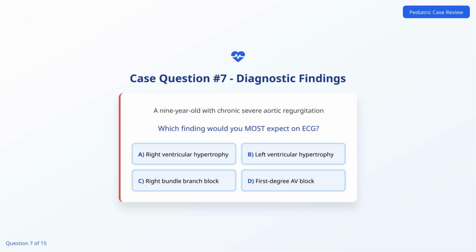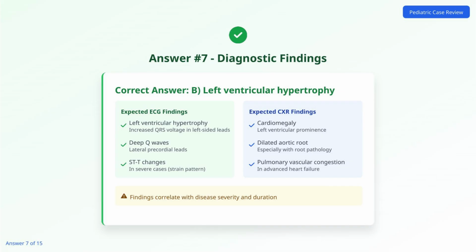A 9-year-old with chronic severe aortic regurgitation undergoes an electrocardiogram. Which finding would you most expect to see on the ECG? Is it A, right ventricular hypertrophy, B, left ventricular hypertrophy, C, right bundle branch block, or D, first-degree atrioventricular block? The correct answer is B, left ventricular hypertrophy.